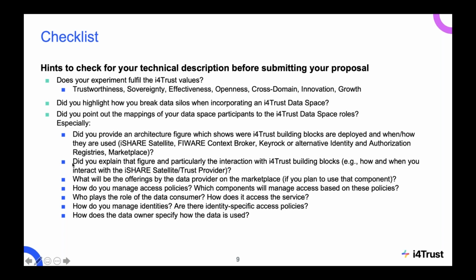And giving you some more precise hints here. First question could be, did you provide an architecture figure which shows where your i4Trust building blocks are deployed and when and how they are used, for instance the iShare satellite or FIWARE context broker technology, identity providers or alternative identity providers, authorization registries, and whether there's a marketplace in place in your data space? Then also, did you explain that figure, and particularly the interaction with the different i4Trust building blocks? So for instance, how and when are there interactions with the trust provider, namely the iShare satellite?